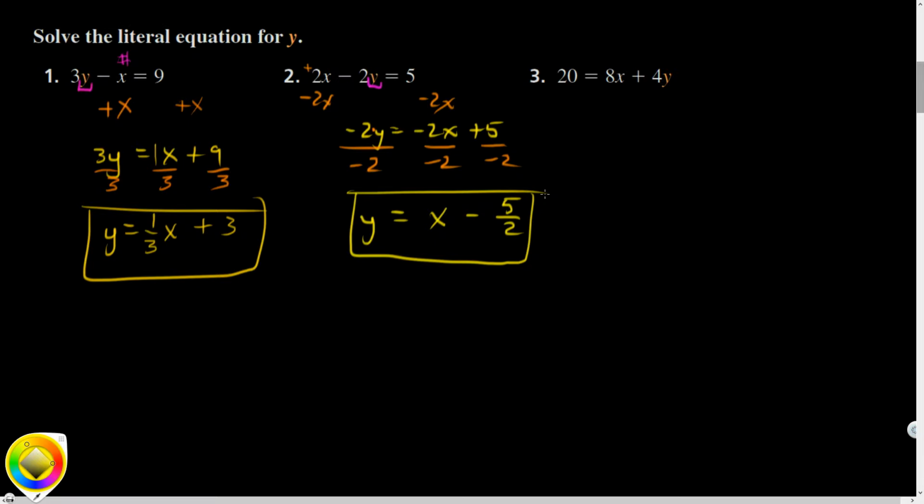If you're like a mixed fraction or a decimal person, you could, but for the majority of the time, we'll leave them as improper fractions that are fully reduced.